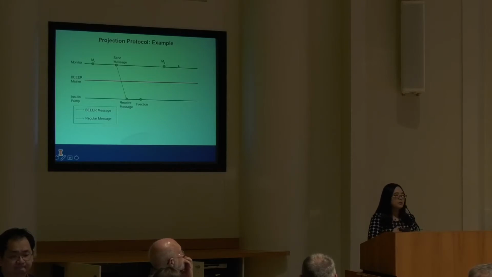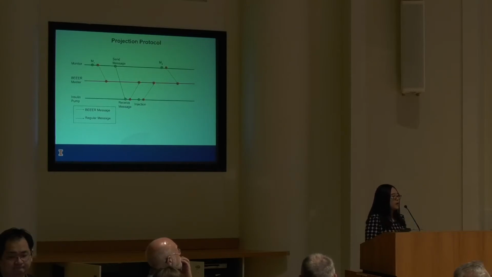If we use the algorithm to preserve causality in traditional distributed systems, then this injection event would be considered parallel to the second monitoring event, M2, because there is no explicit message exchange between these two events. So to guarantee CPS causality, we ask each device to send a projection message after each event to the BEEER master.